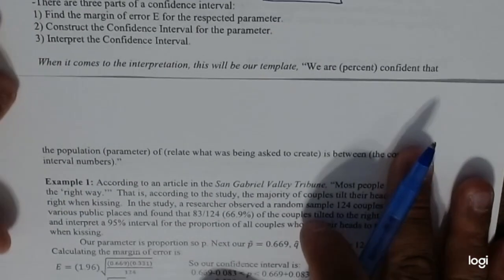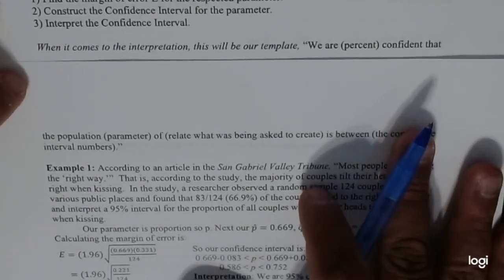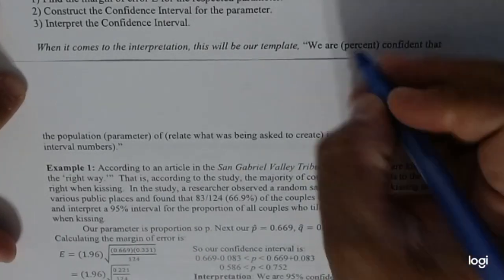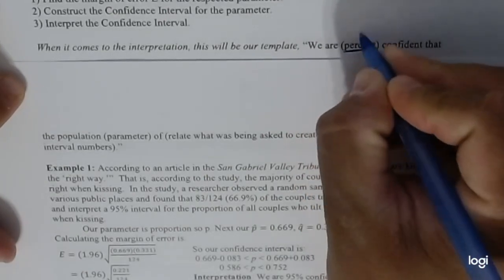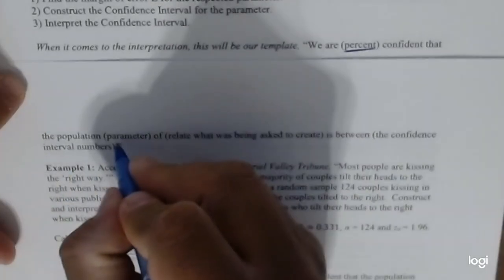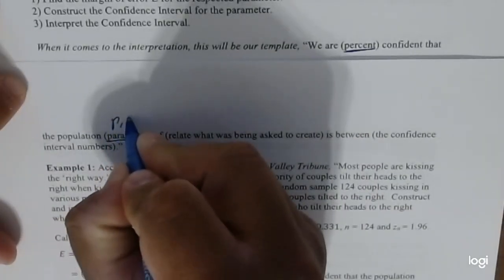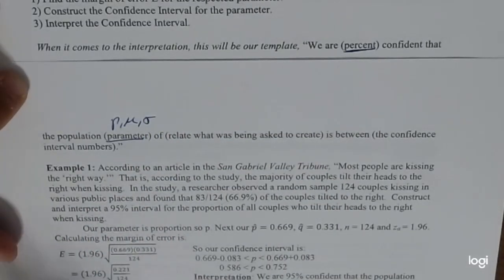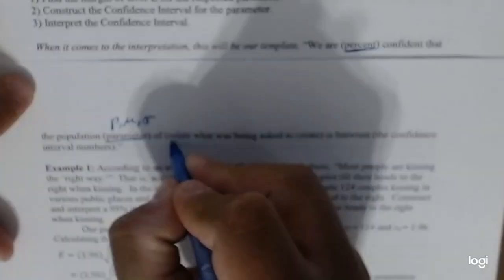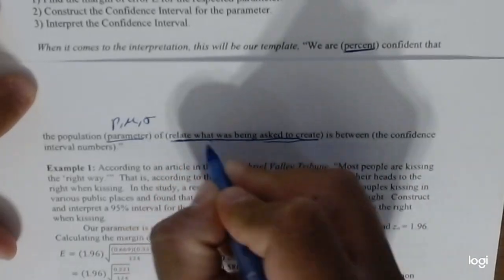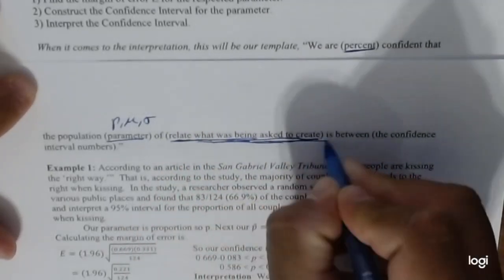Okay. Now I'll give you guys a little template you can always use to help you out when it comes to it. So the interpretation will always look like this nice template. So we are blank percent, so you're going to figure out, you're 95%, 89%. So we are blank percent confident that the population parameter, so the parameter is going to be either p, mu, or sigma, right? The population proportion, population mean, population standard deviation, okay? So whatever that is, of, now this right here is going to relate it back to the question itself, meaning the whole thing is, what are you finding the confidence interval of?